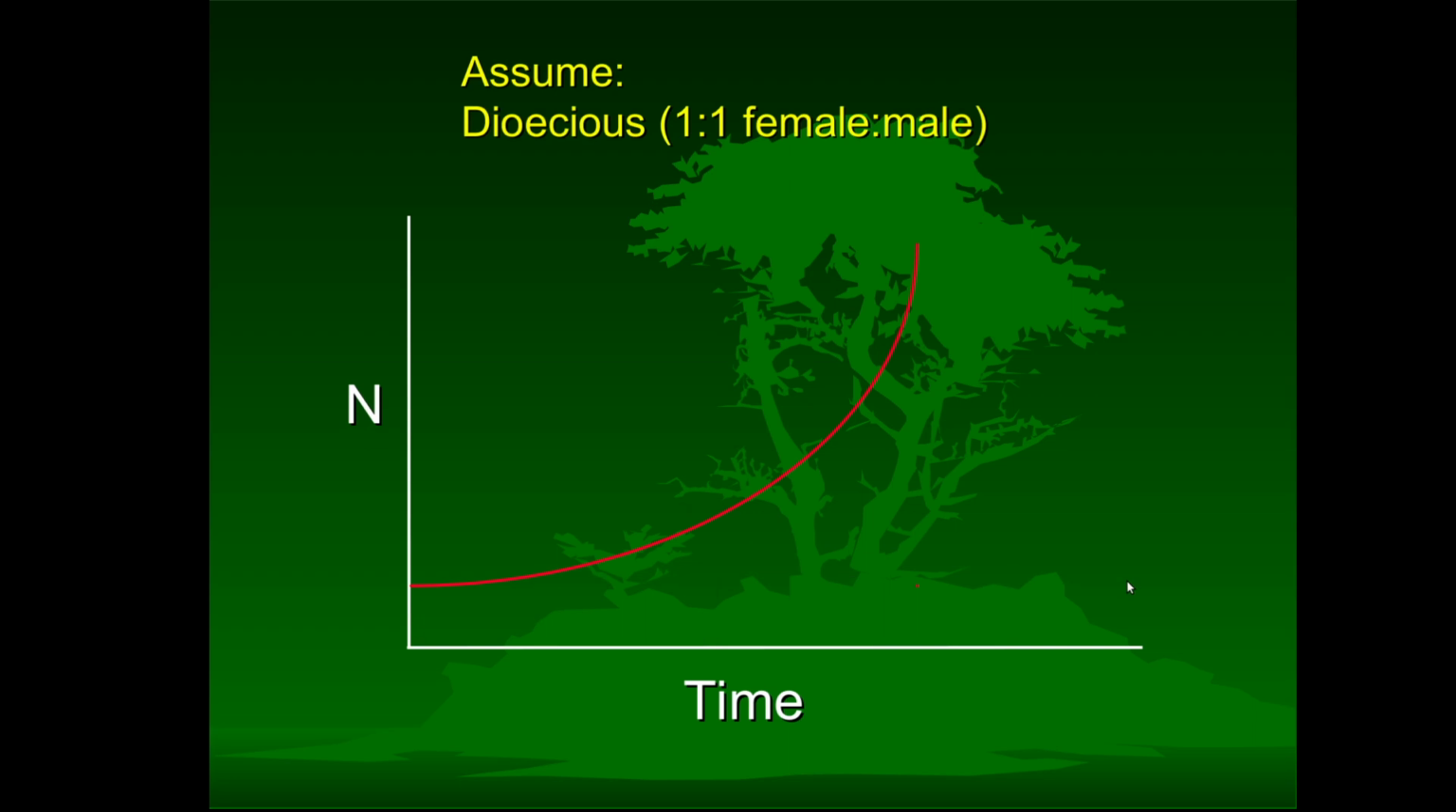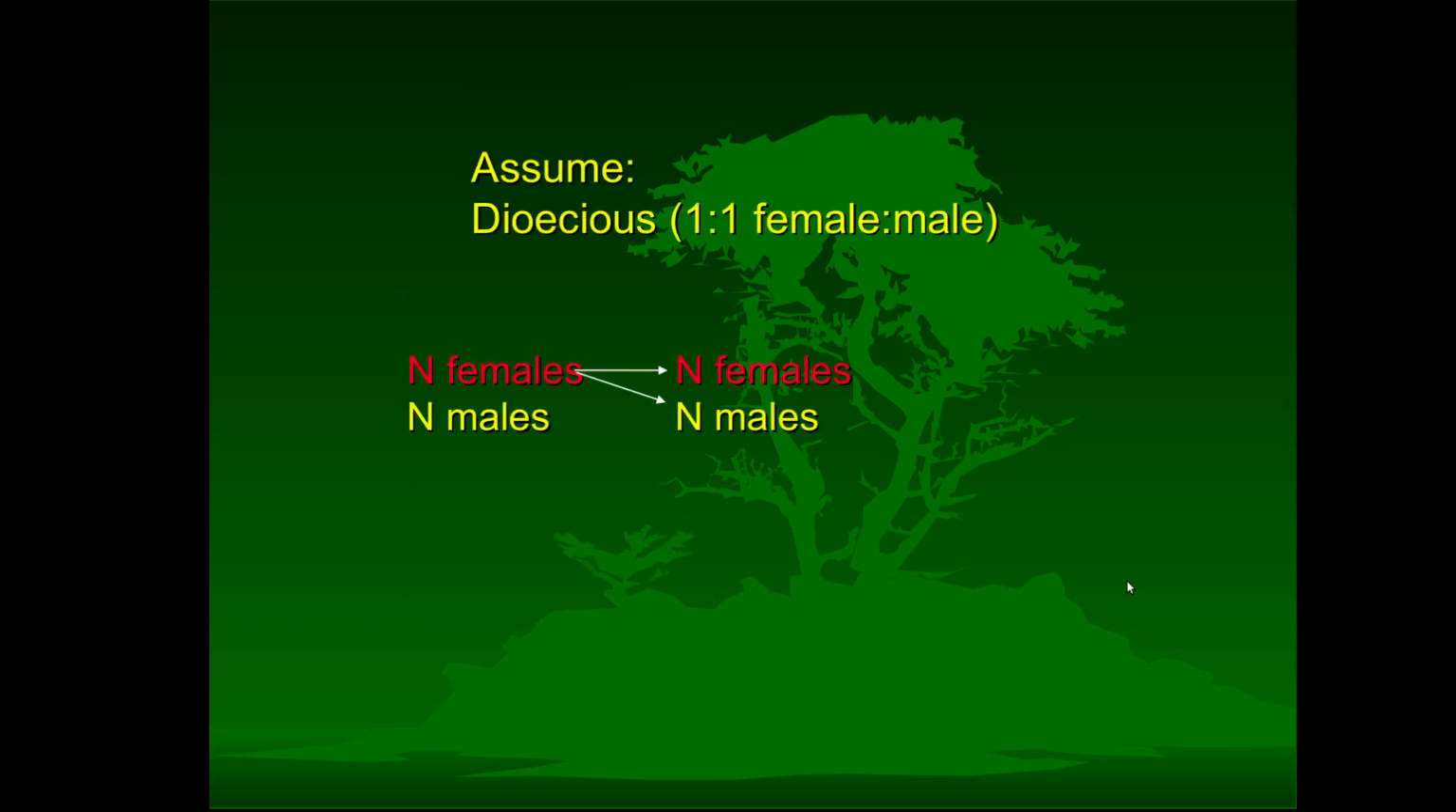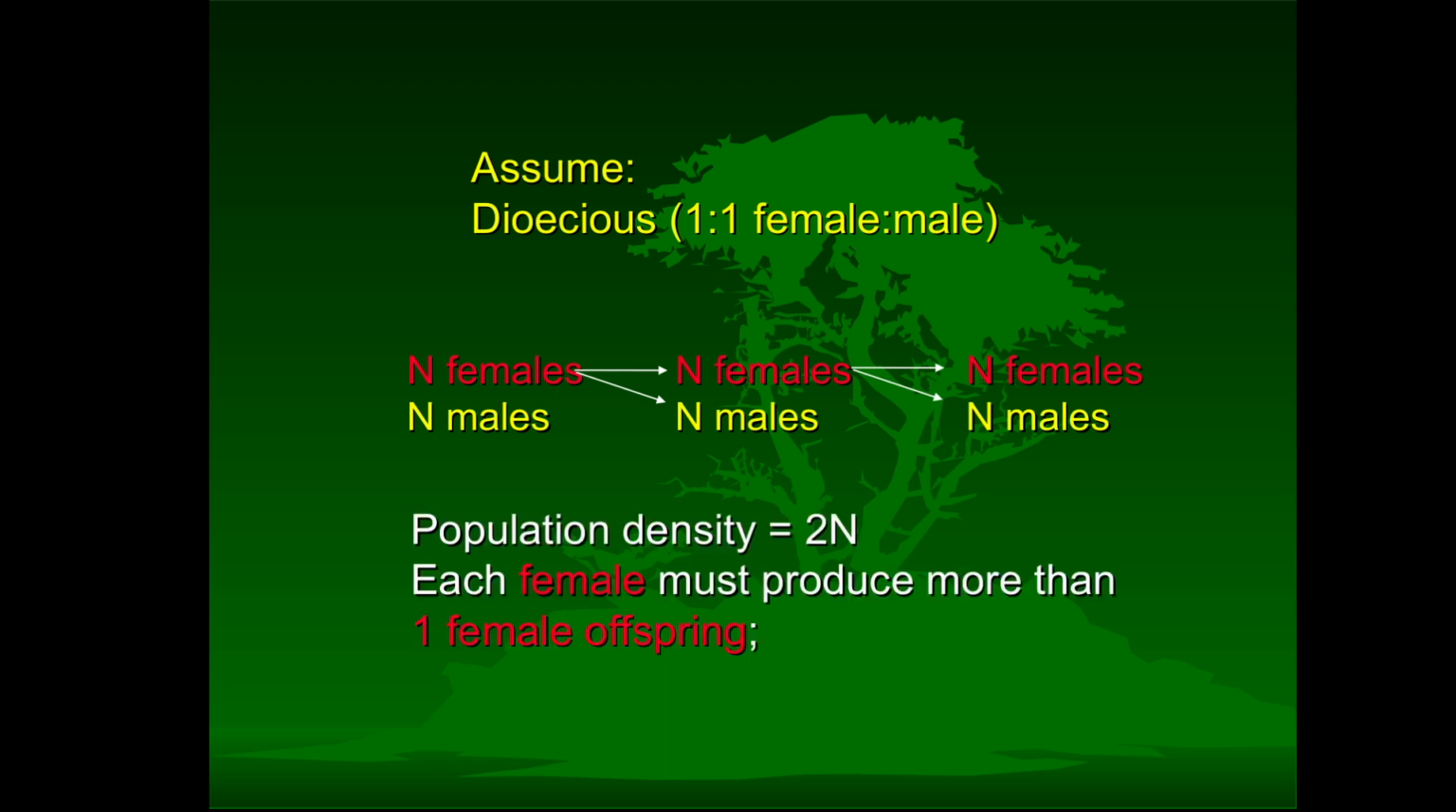Right. So we assume a dioecious population, some number of females and some number of males, assumed to be equal. Only females give birth. So the population density, the total population density is 2n. Each female must produce more than one female offspring. In other words, more than two offspring total.